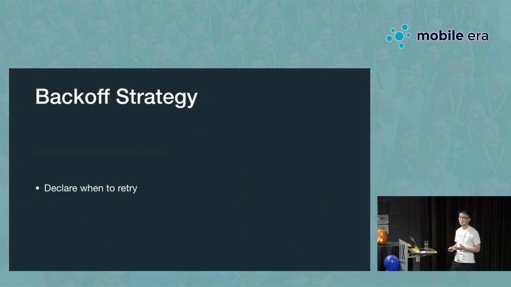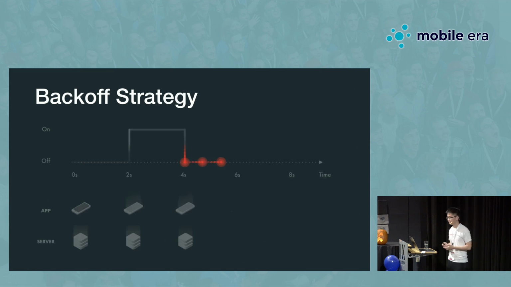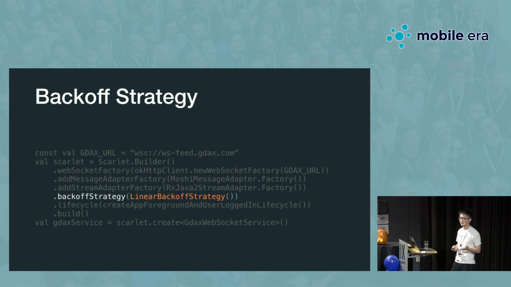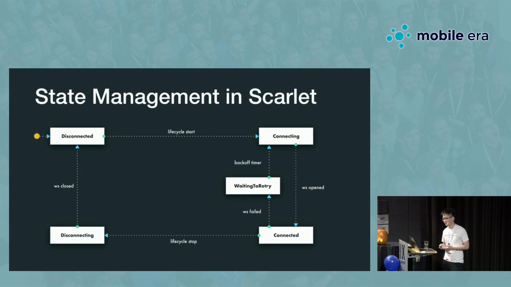Let's move on to backoff strategy. When the connection fails, Scarlet uses the backoff strategy to determine when to retry. And we have a few built-in ones, such as linear, exponential, and exponential with jitter, which is the one we use in the Tinder app. And of course, you can write your own strategy. That's it about state management in Scarlet. Let's move on.